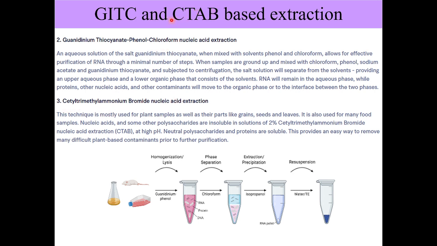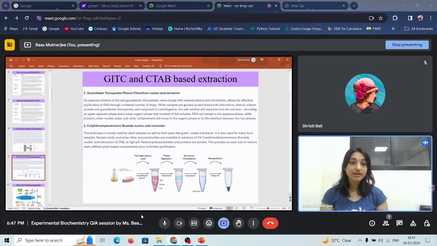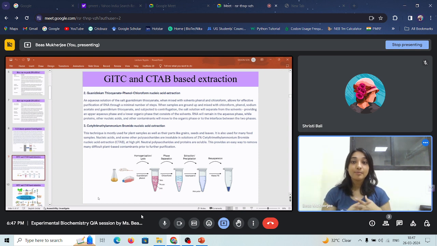Then you have CTAB. So what is CTAB? This is cetyl trimethyl ammonium bromide. This is a positively charged detergent. This technique is most widely used for plant samples. Now remember, in our body, DNA is diploid, right? So we have two sets of DNA, but plants have polyploid DNA. For example, wheat may be hexaploid or octaploid. So there is a lot of DNA in plants, a lot.